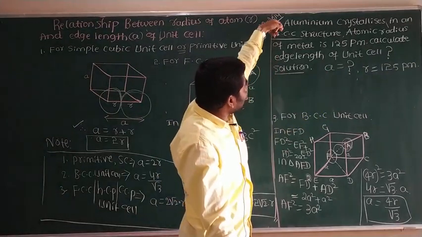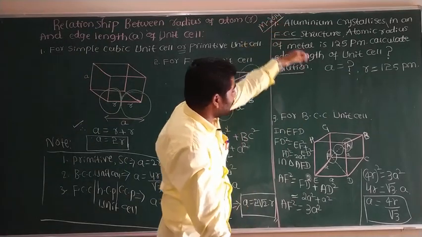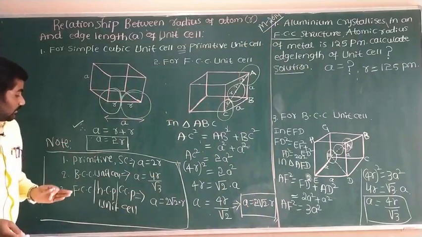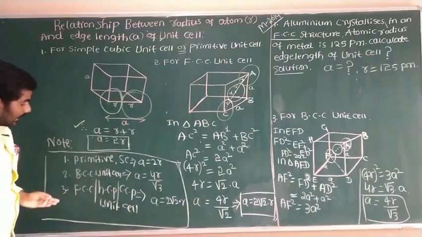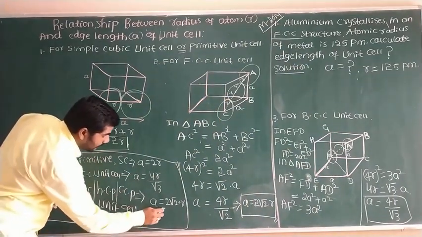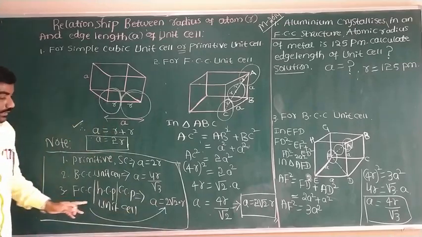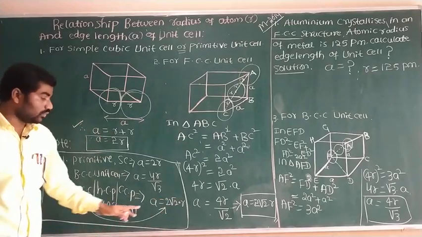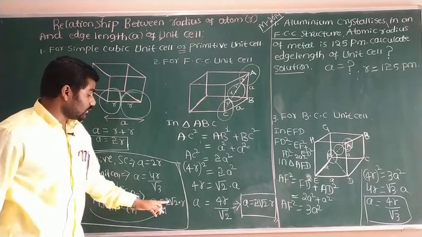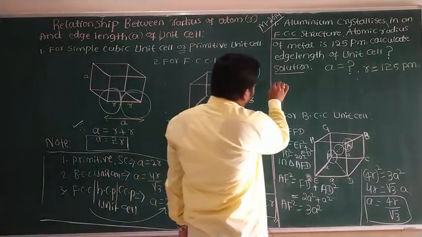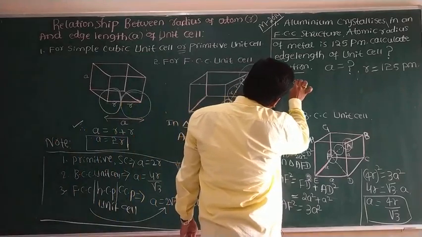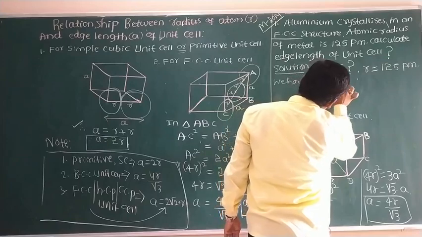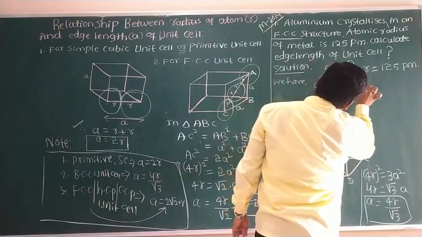So for what type of crystal structure? For FCC crystal structure. The relationship between edge length A and radius of an atom for FCC unit cell: A equals 2 root 2 into R. So you already know we have the relationship between edge length A and radius R: A equals 2 root 2 into R.